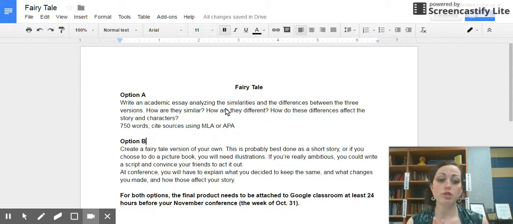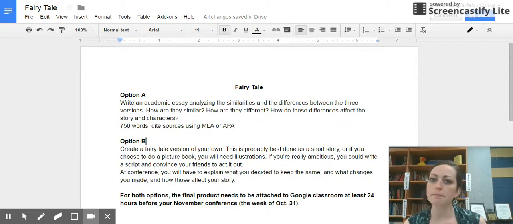There are 2 different options, and you only have to choose one. The first option is that you will write an academic essay that analyzes the similarities and differences between those 3 versions. How are they similar? How are they different? Don't just do one or the other, do both. How do these differences affect the story and characters? That's going to be the tricky part, and don't forget to do it.